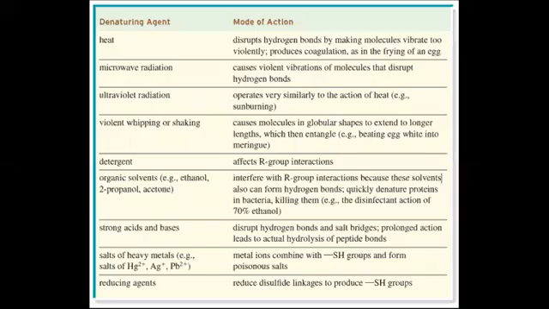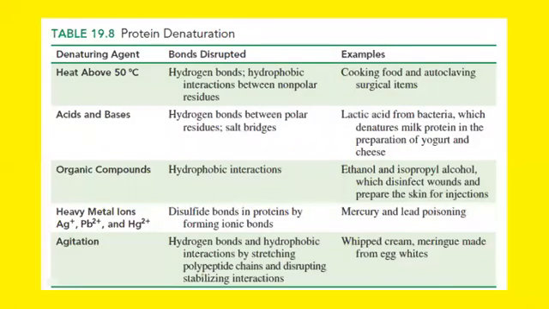So here is an example of our denaturing agents that may cause changes or disruption on our proteins and their mode of action. So kindly screenshot this so that you will have a better understanding about this. So more examples, we have agitation. It can disrupt hydrogen bonding and hydrophobic interactions.